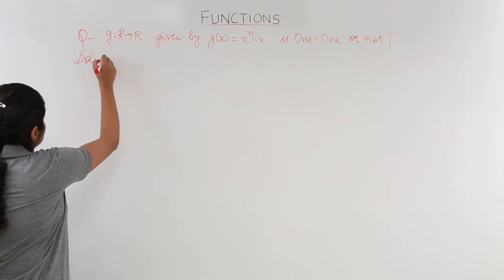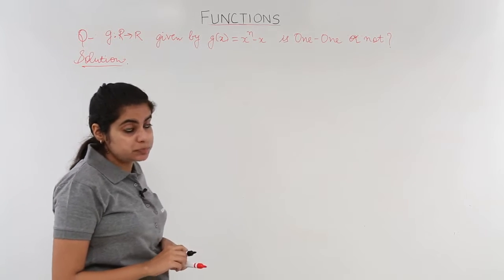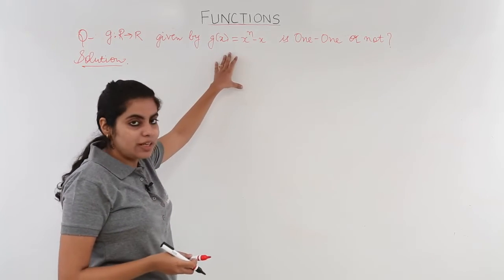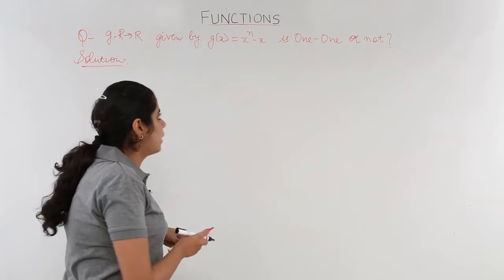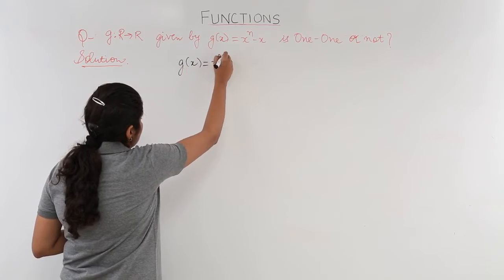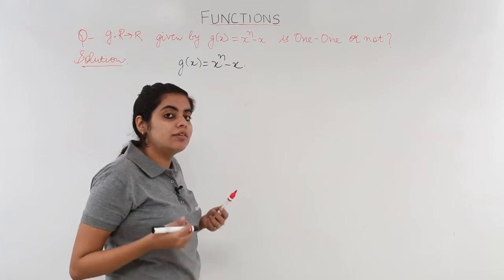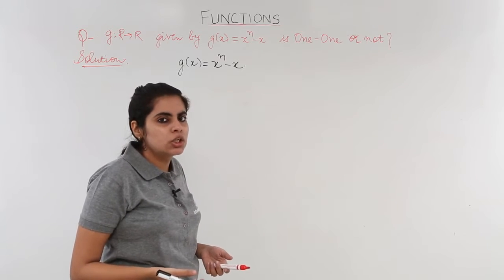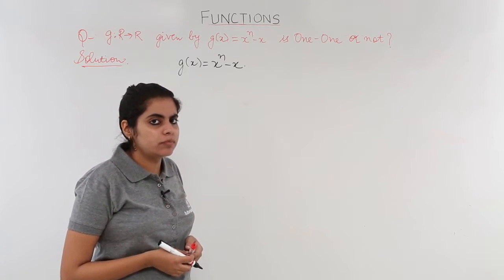So the solution to find whether the function is 1-1 or not. Observe the function very closely. g(x) is equal to x raised to the power n minus x. I write it again, g(x) is equal to x raised to the power n minus x. If there are different values of x, do we get different values of g(x) correspondingly?